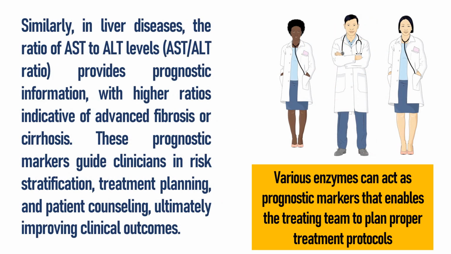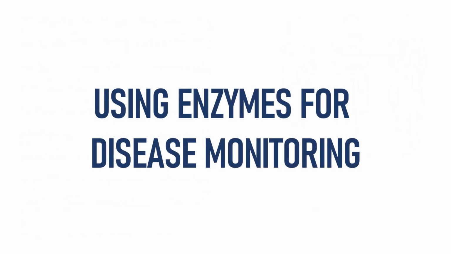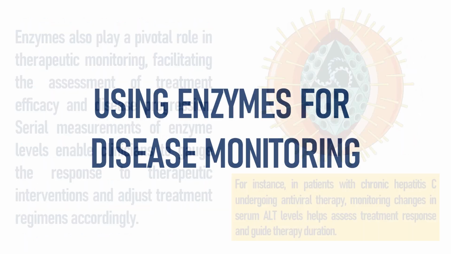Similarly, in liver diseases, the ratio of AST to ALT levels, the AST-ALT ratio, provides prognostic information, with higher ratios indicative of advanced fibrosis or cirrhosis. These prognostic markers guide clinicians in risk stratification, treatment planning, and patient counseling, with the objective of ultimately improving clinical outcomes. Enzymes can also be used for disease monitoring.